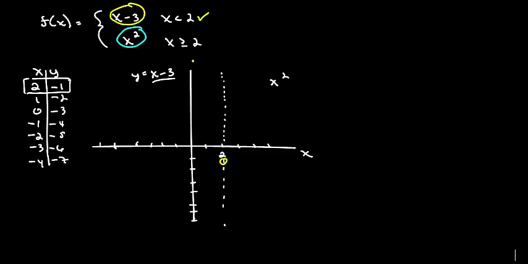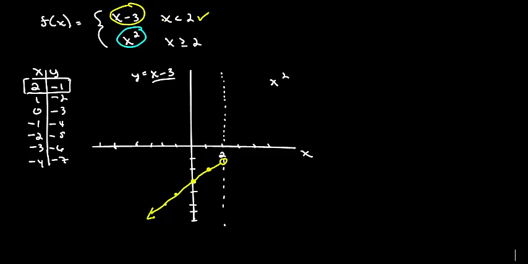Now for the rest of these, I'll just plot them out. They're all going to be closed. So 1, negative 2: 1 over, down 2. Of course, all the points in between are also included, so we can connect these. 0, negative 3, down here somewhere, negative 1. You guys get the idea. So there it is. That's the yellow graph.